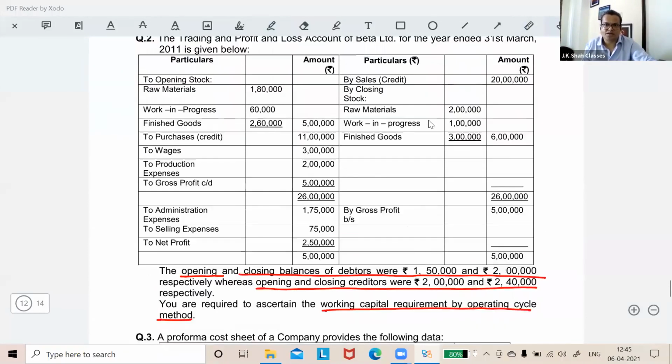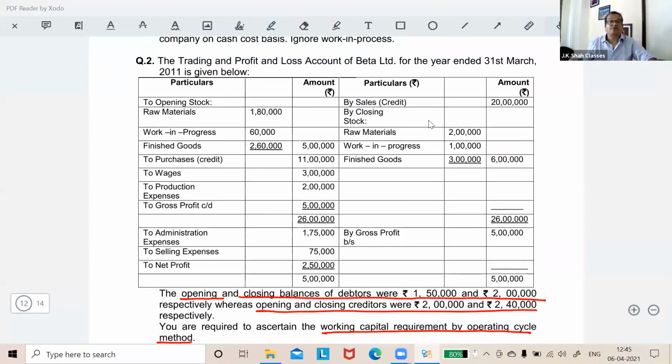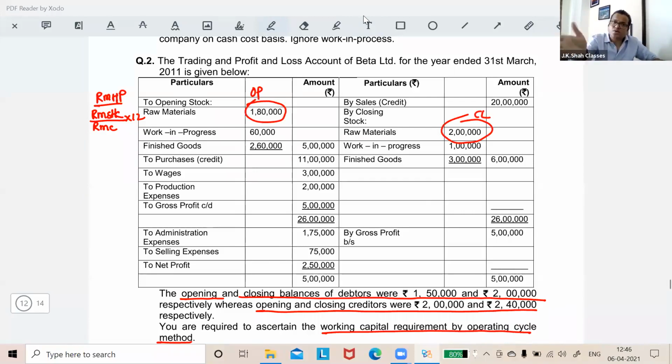So how will we calculate the raw material holding period? It will be raw material stock divided by raw material consumed into 12. How would I get raw material stock? I have opening stock of raw material, and I have closing stock of raw material. Opening plus closing upon 2 gives me average raw material stock.